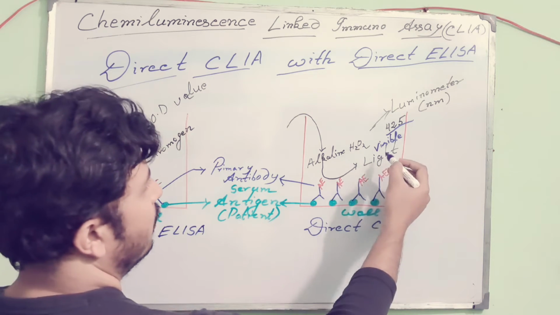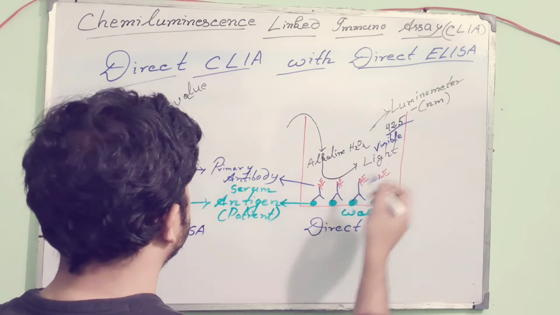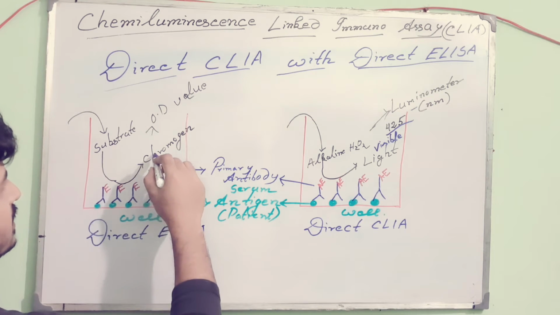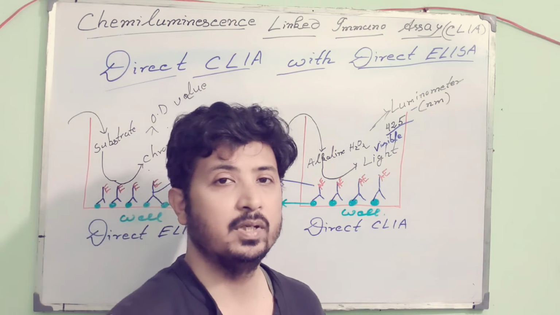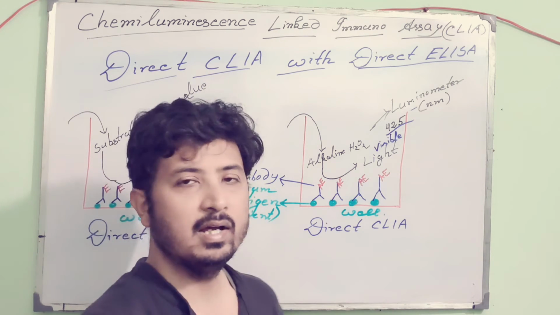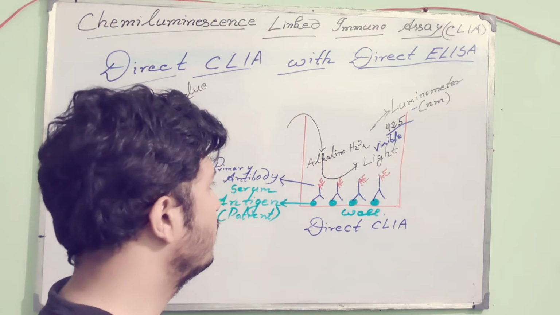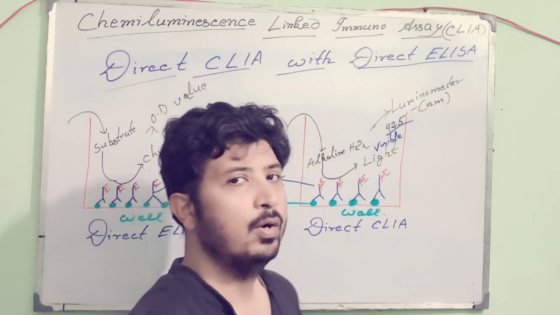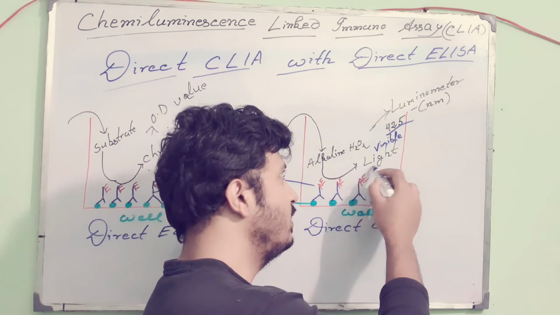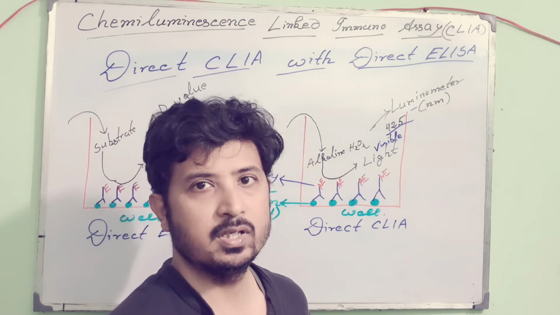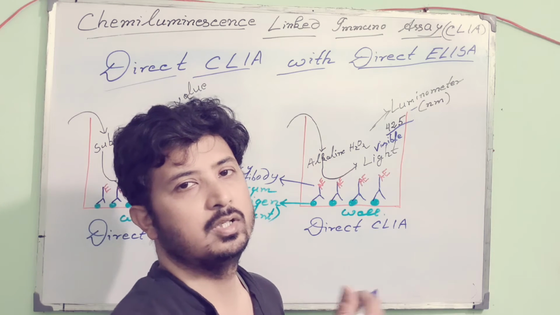Here the direct or absolute light is measured instantly through the luminometer, while in ELISA it is a relative measurement of the color formation by the action of the enzyme. That is why CLIA is 200-fold more sensitive than ELISA. Also, direct CLIA is more stable than indirect CLIA, because the light production is much more stable and prominent to measure through the luminometer.